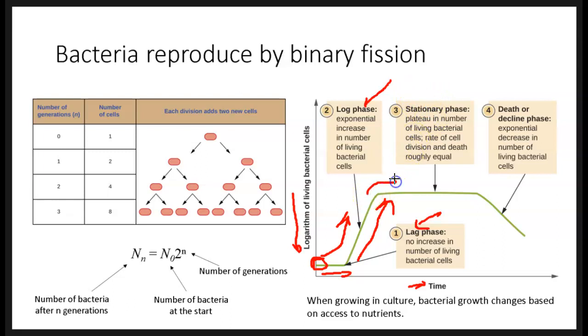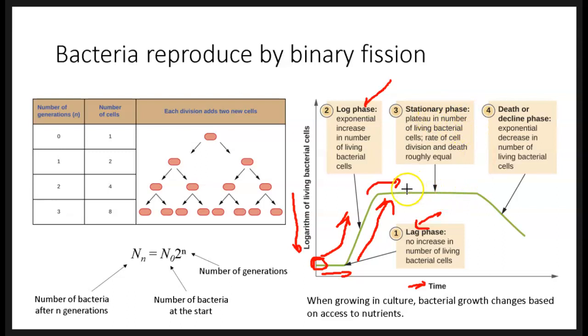After a while, those bacteria growing in the culture will start using up those nutrients. And when they don't have enough nutrients to power their growth, it starts to slow down. Right? It'll take longer than 20 minutes for cells to undergo binary fission because they don't have enough of the nutrients they need to grow.